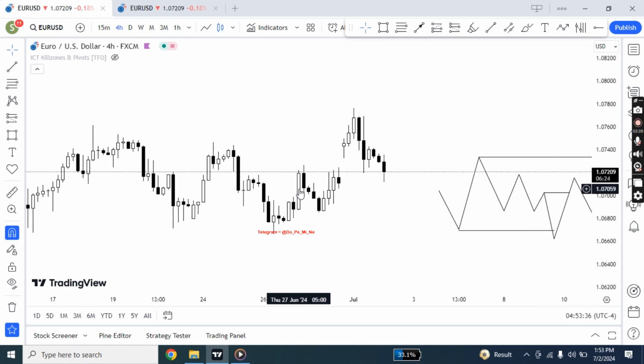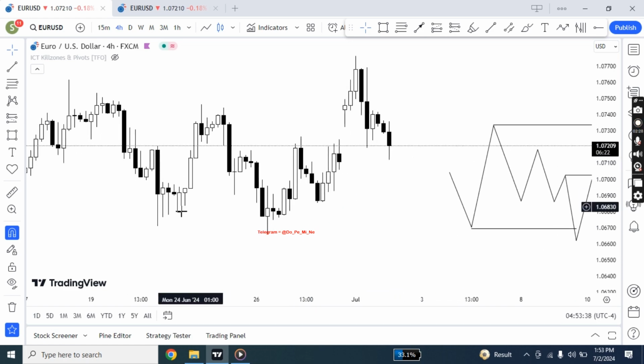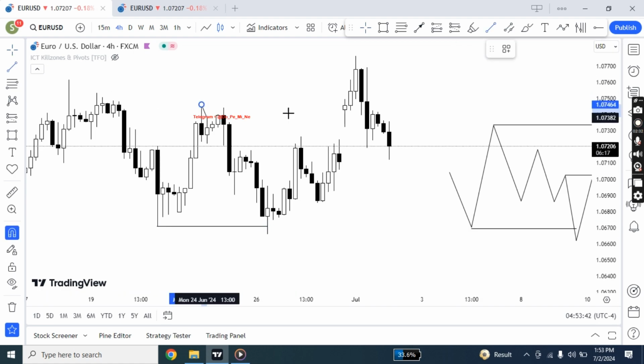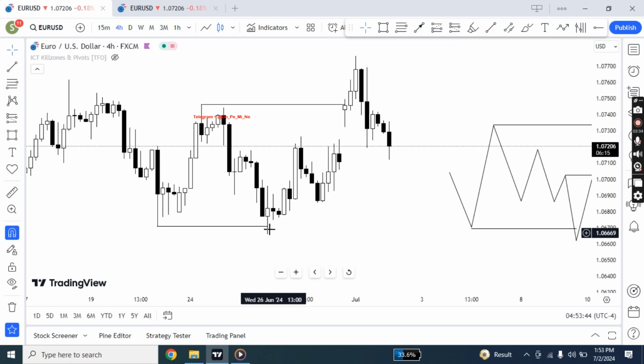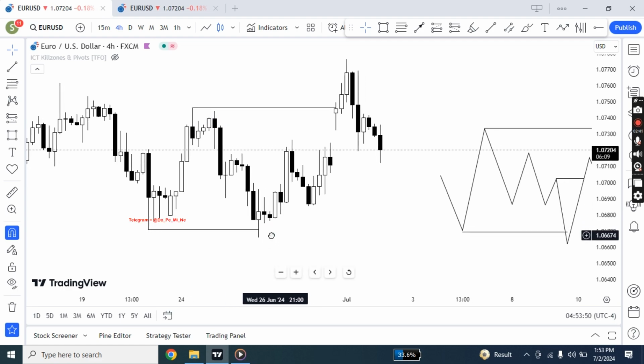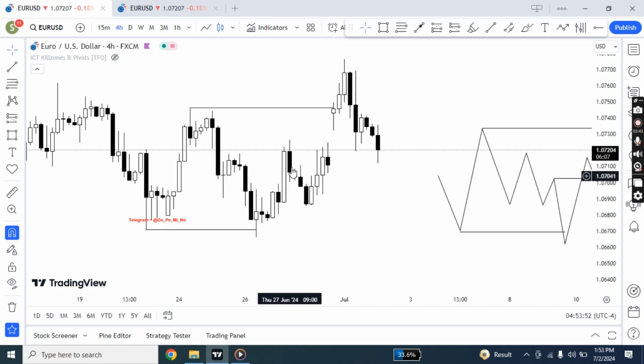Now here on the chart you can see that we've got this range low and this range high right here. What happened is that price took out this range low. Based on range trading mechanics and dynamics, after a range low is taken, what happens? Price starts its journey higher.